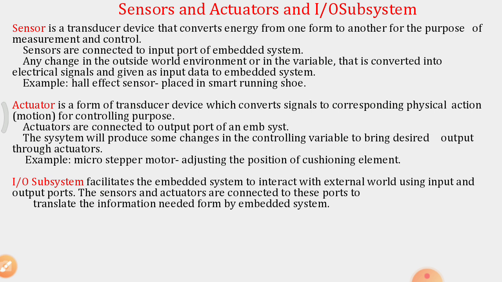So any change in the outside world environment or in a variable is converted into electrical signals and given as input data to the embedded system. For example, a Hall effect sensor placed in smart running shoes. Adidas developed a smart running shoe with an embedded system to sense the cushion length. The Hall effect sensor was used in it, measuring the distance between the magnet and a surface of the cushion.